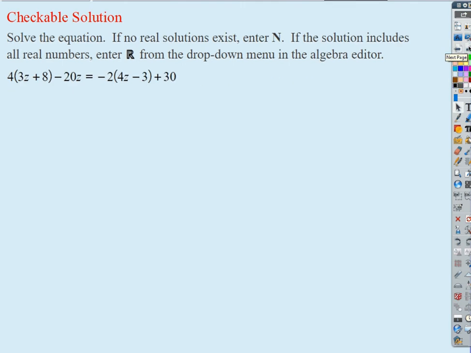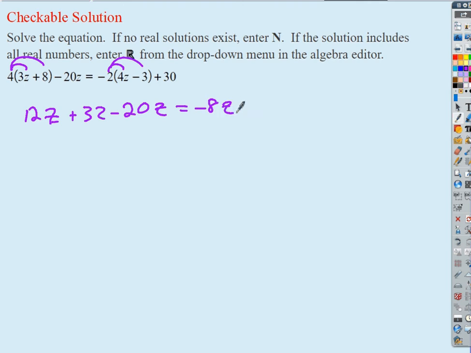What about, okay, let's do this one real quick. This is pretty easy one, quick one. What am I going to do here? It looks like a mess right now, but I can clean things up a little bit. How? Distribute. Good, I can distribute the 4, I can distribute the -2. That gives me 12z plus 32 minus 20z equals, how about over here?